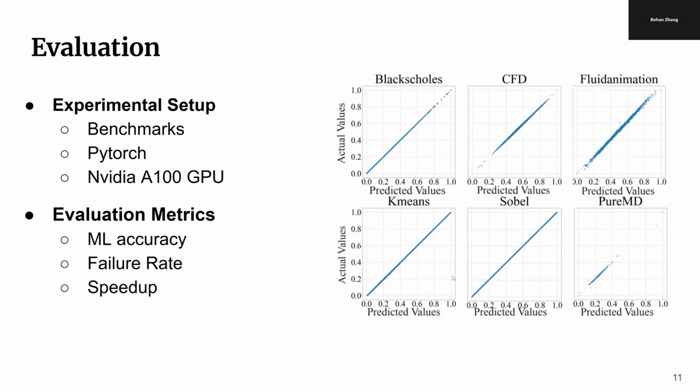On the right, you can already see the accuracy, predicted versus actual for each benchmark across the 6 regression tasks. The points cluster tightly to the y equals x axis, even for heavily skewed datasets such as PureMD. But accuracy alone isn't the point. Let's look at two metrics that matter end to end.